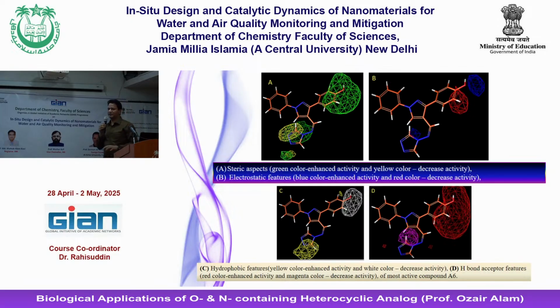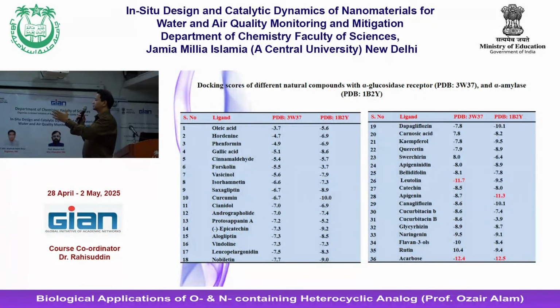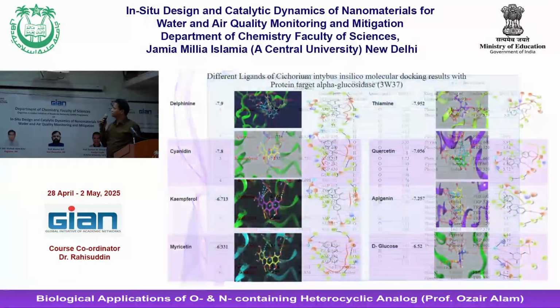So somebody who is working in the area of natural chemistry, suppose I am taking one plant called Chicorium indicum. From that we have to find out the 18 chemical constituents which are present in that Chicorium indicum. And we have to perform the virtual screening, taking PDB ID 3W37 for the alpha glucosidase and 1B2I for the alpha amylase, and we get the dock score of all these. And this is the representation of all that, and here we get all the data.